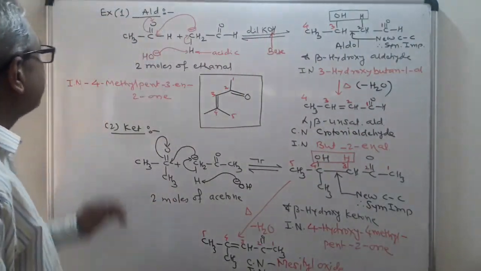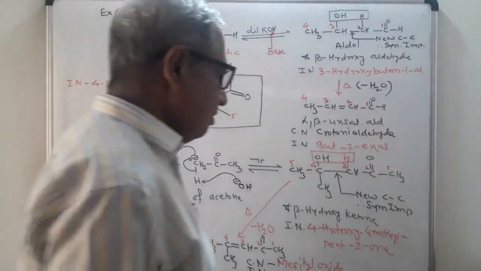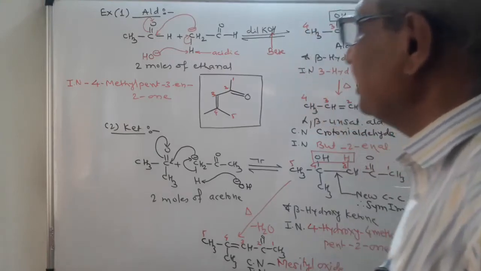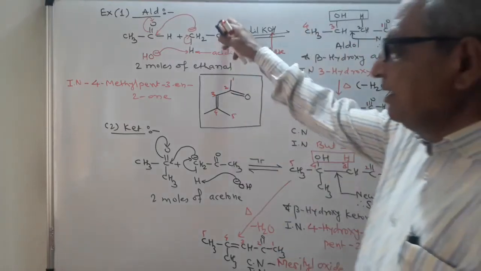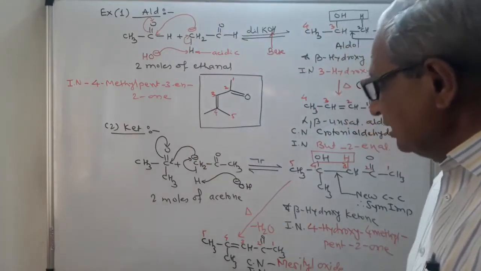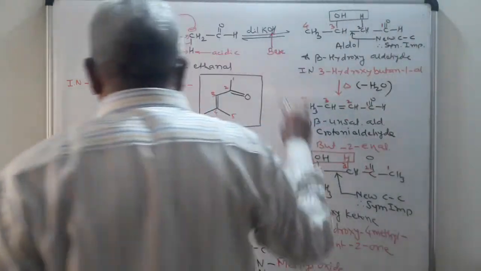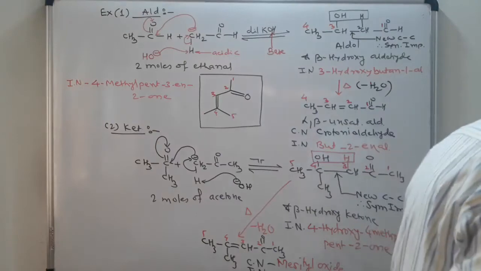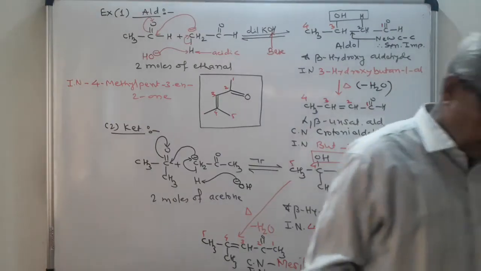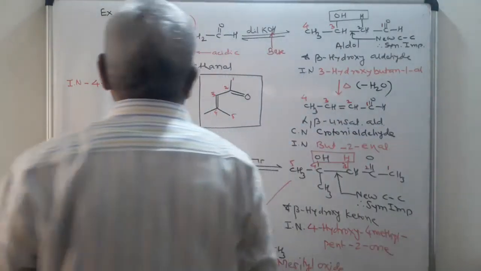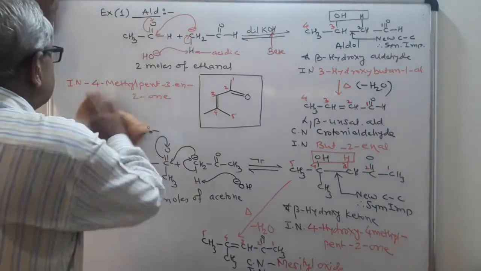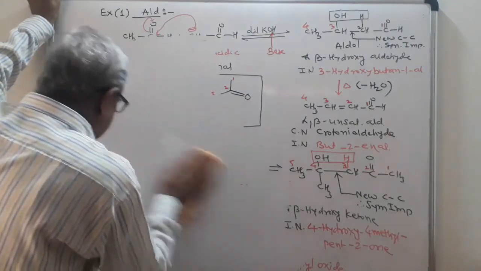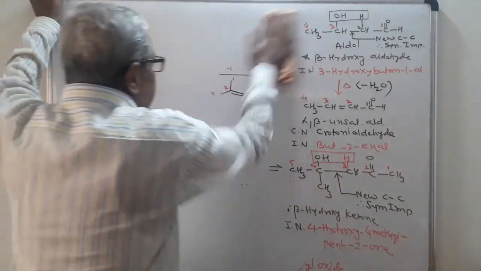So we completed the 2 examples of the aldol condensation. Take them in detail: one is aldehyde and the second is ketone. So both these examples are very important. Now we can write here the mechanism. Now see the mechanism of this reaction. Mechanism of aldol condensation.